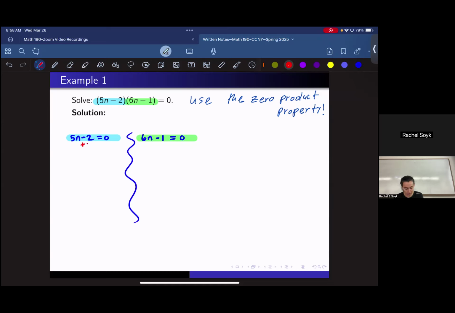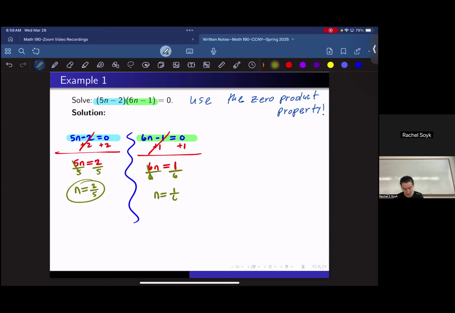So inverse operations, that left-hand side, we're going to add 2 to both sides. And then we're going to divide both sides by 5. So our first value is when n is equal to 2/5, we get 0. And then in our second case on that right-hand side, we're going to add 1 to both sides. And then we're going to divide both sides by 6. So our second value is when n is equal to 1/6.